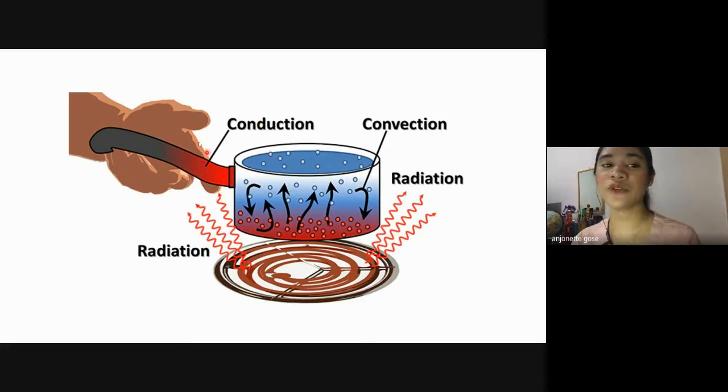So unahin natin yung conduction. Take note, metal is a good conductor of heat. Ibig sabihin, heat could easily pass through. So kapag naman heat could not easily pass, hindi madaling mapapasa, that is what you call an insulator. So dahil ito ay metal, madaling mapapasa yung init.